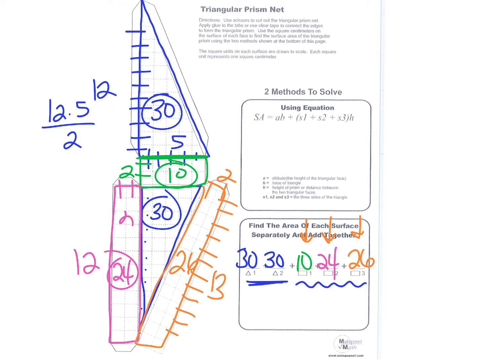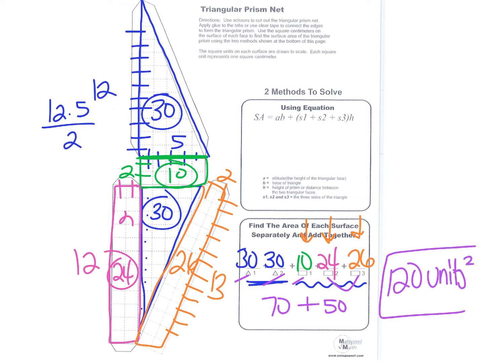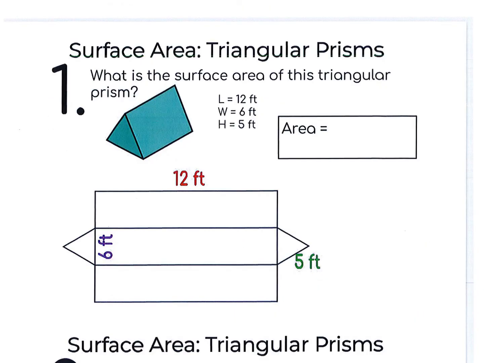Then we add this all together. 30 and 30 is 60, 70. And then if I put these together, that's an even 50, and 70 plus 50 is 120. And once again, it's units since there's no label, and it's squared because it's area, which is 2-dimensional. Now we're also going to do one off of your assignment.